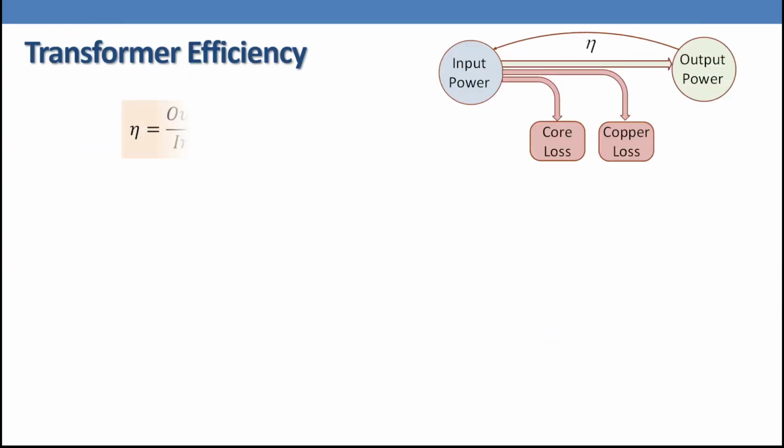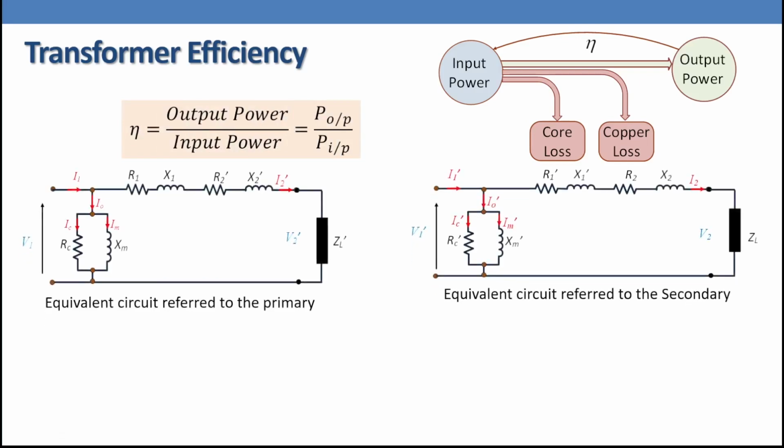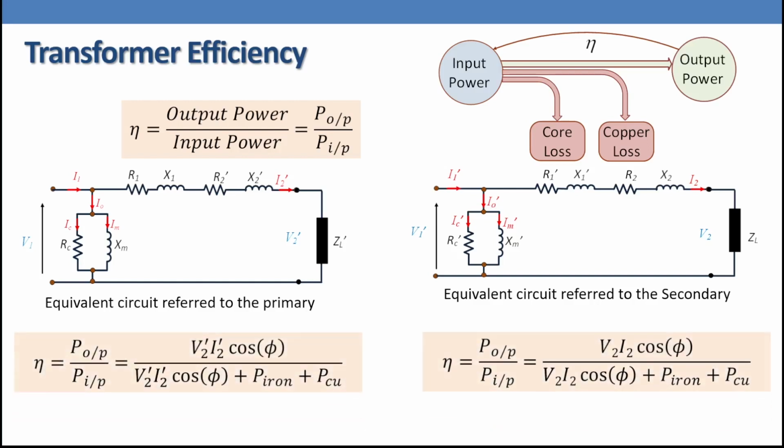Let us summarize what we did so far. The efficiency is power output over power input. So we have two circuits now: the equivalent circuit referred to the primary side, definitely first approximation, or the equivalent circuit referred to the secondary side. So what is the efficiency? If it's referred to the primary, it equals V2' I2' cosine phi over V2' I2' cosine phi plus P iron plus P copper. And if it's referred to the secondary, V2 I2 cosine phi over V2 I2 cosine phi plus P iron plus P copper. We feel somehow it's complicated to memorize or use these equations. Any further simplification for these two equations? This is what we are going to explore in the coming slides.